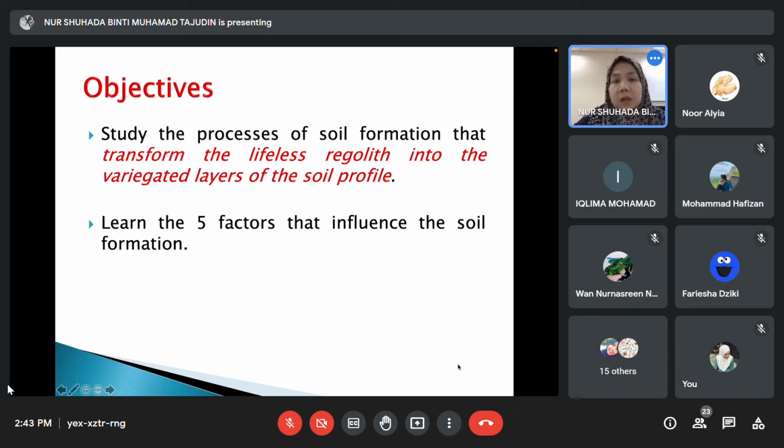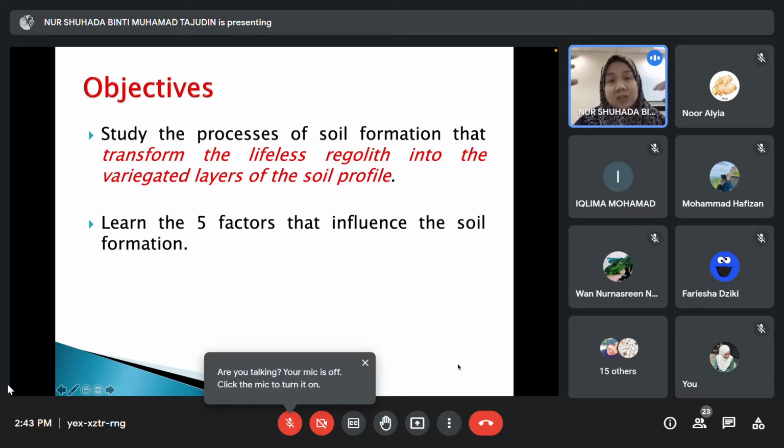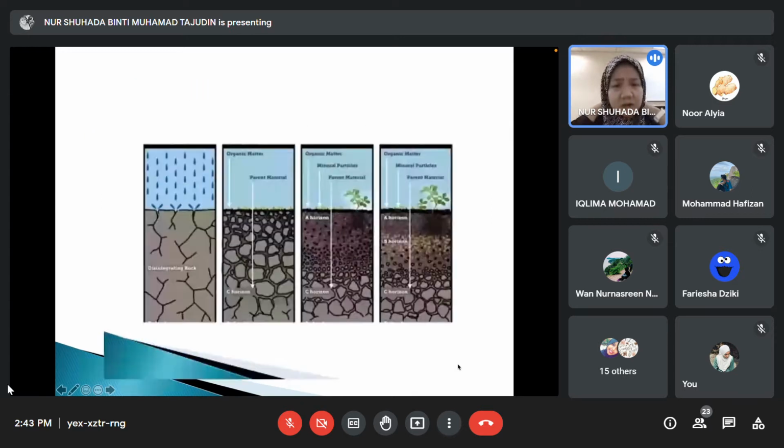Okay, so actually the formation of soil is not only from top to down or down to top. It is from other directions, many directions, from left, right, up, down. So there are a lot of processes.